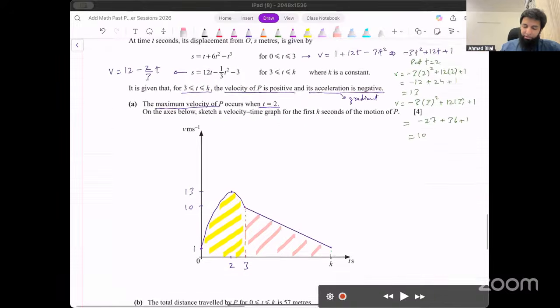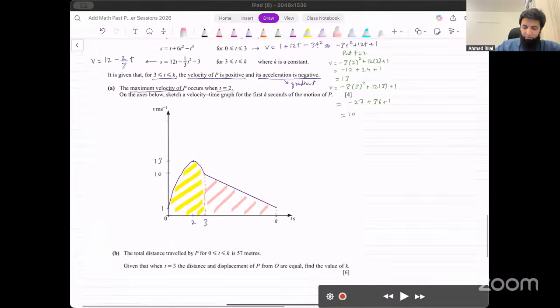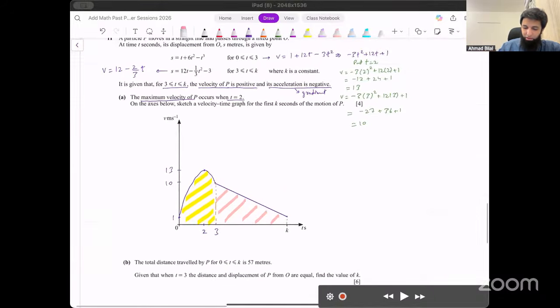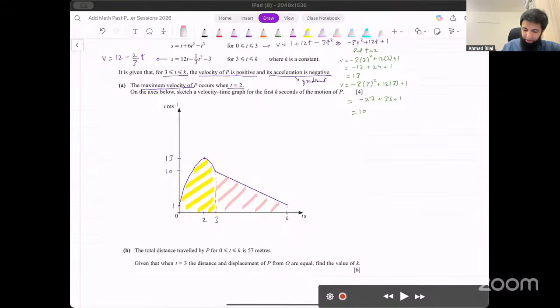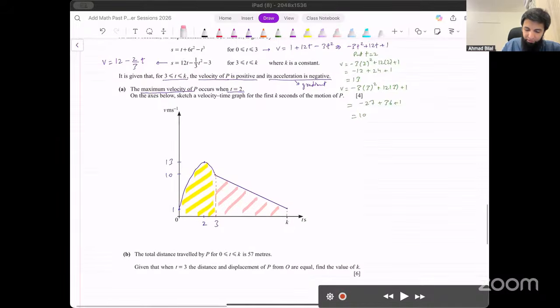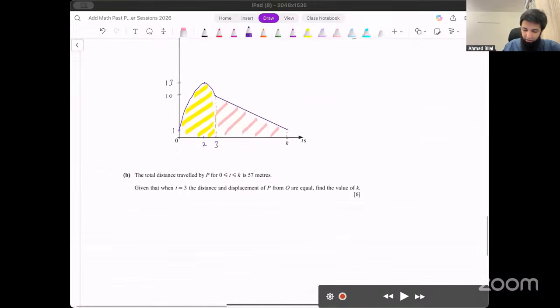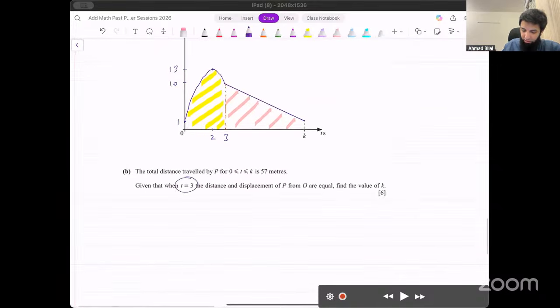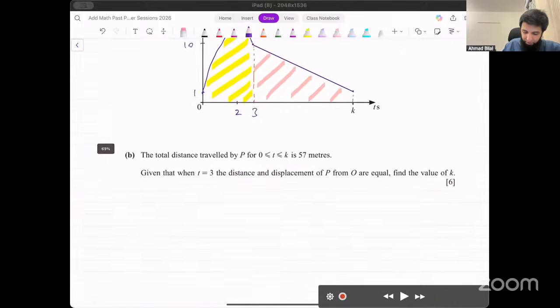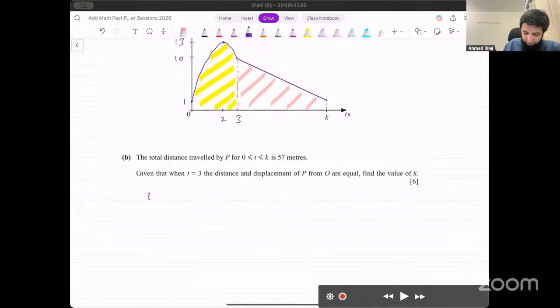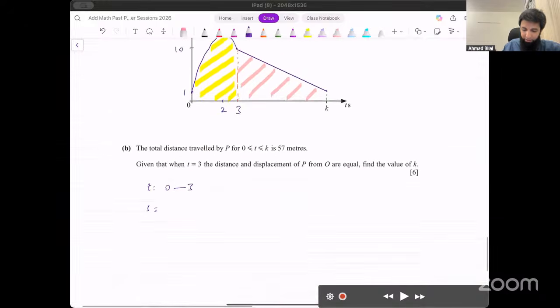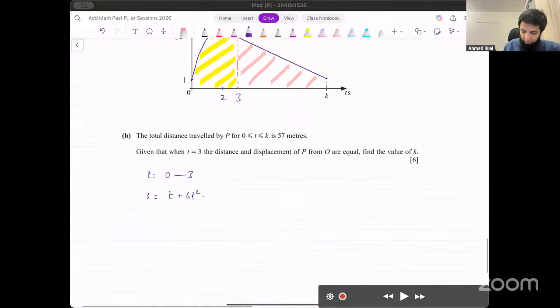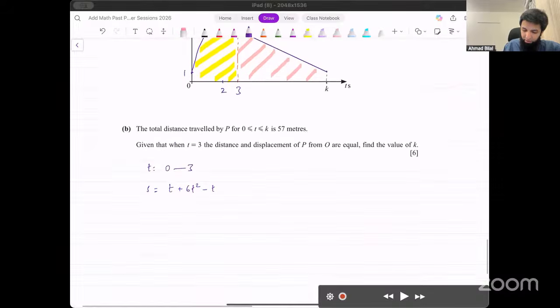Achha. Now, in fact, we've got the displacement function already, so we don't even have to use integration. We could do that directly. Use this displacement function to find the displacement at the point 3. They told us that this displacement and distance are the same in the first 3 seconds. So what is the displacement for the first part of the journey? That is given by t plus 6t squared minus t cubed.